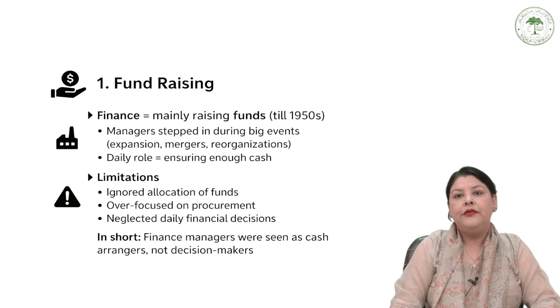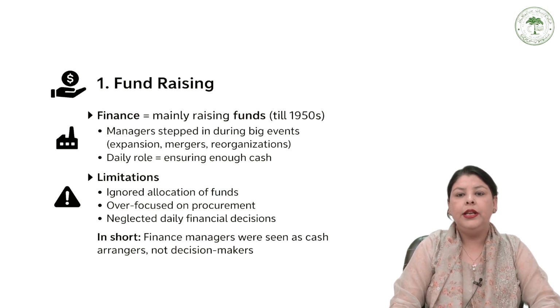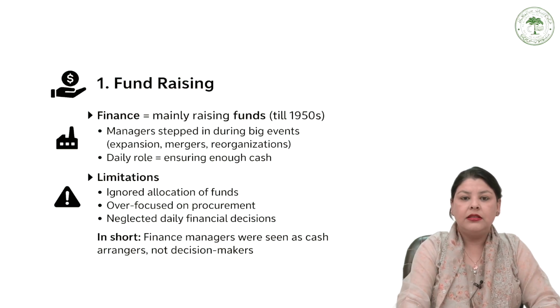The first function is fundraising. Traditionally, money management means arranging funds. Finance managers were called during big events like expansions or mergers, and daily they just ensured enough cash flow. Even the textbooks until the 1950s focused only on ways to raise money. But this approach had limits. It ignored fund allocation, overemphasized procurement, and neglected daily decisions. So, finance managers were seen more as cash arrangers than decision makers.